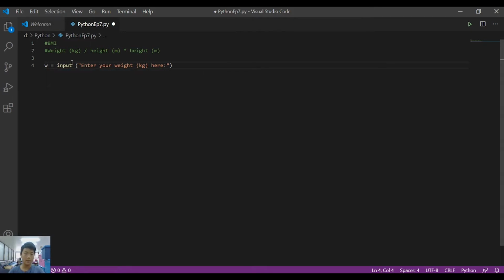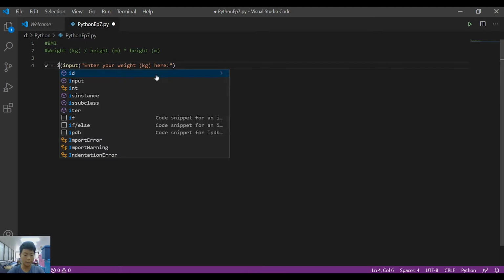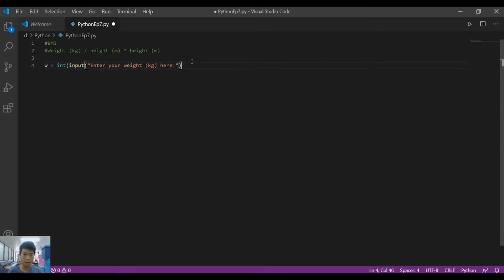Okay. And since we're going to use this along with an integer, we need to change this to an integer too. So what you should do is put another parentheses around this input, and outside you put int, and behind this you put another parentheses like this, and now you've converted this into an integer. It's not a string anymore, it's now an integer. So yeah, after that, let's get your height.